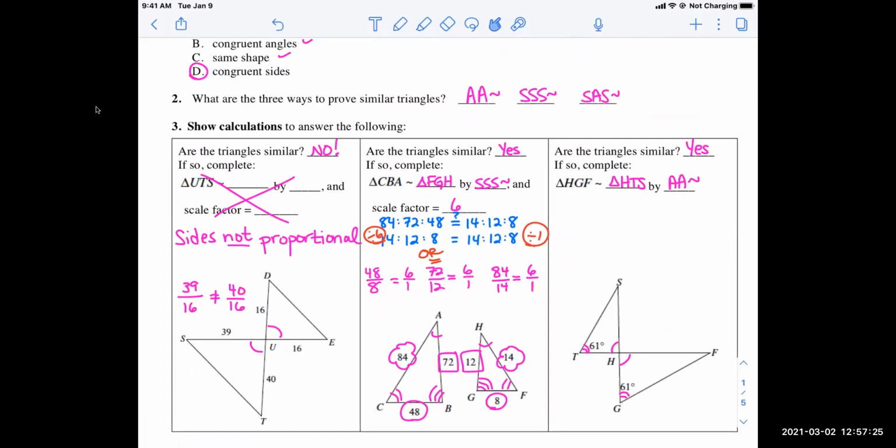Okay, and then remember, all you have to have are angles for triangles to be similar. So on this one, even though you don't have any side lengths, and therefore you cannot give me the scale factor, you would know that they're similar triangles because you have the 2 pairs of congruent angles. So angle, angle makes them similar.